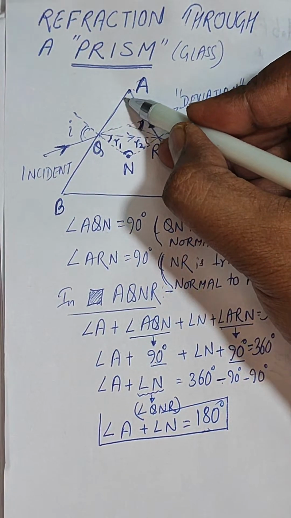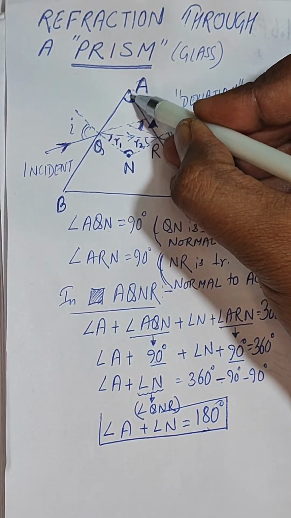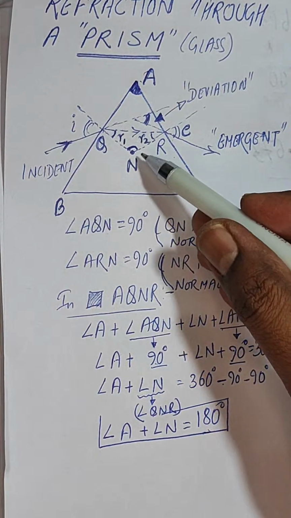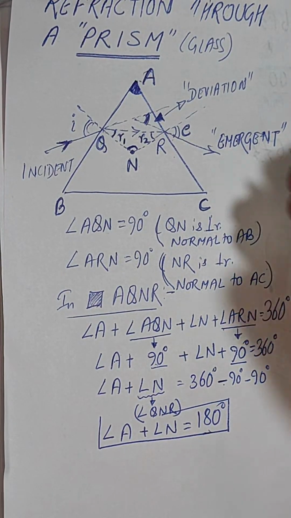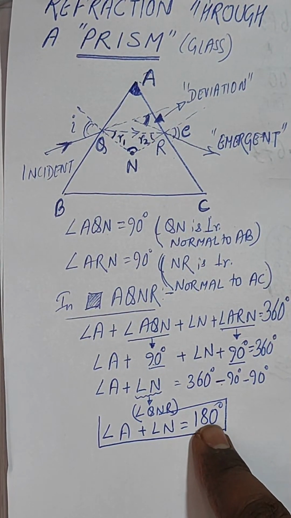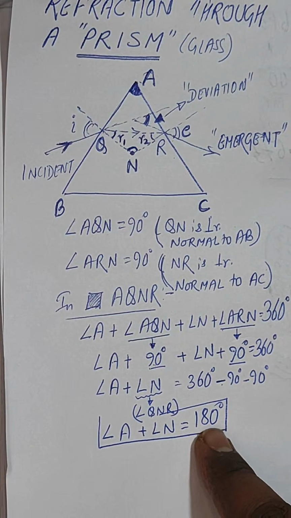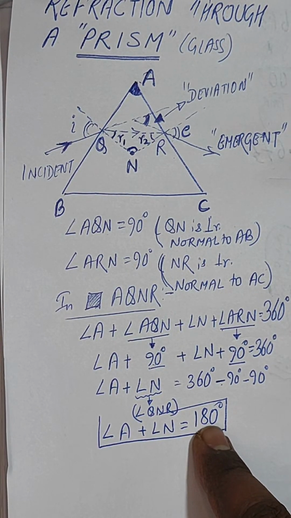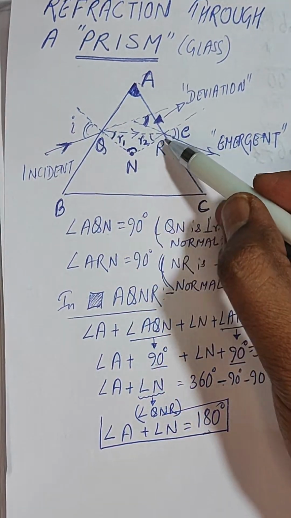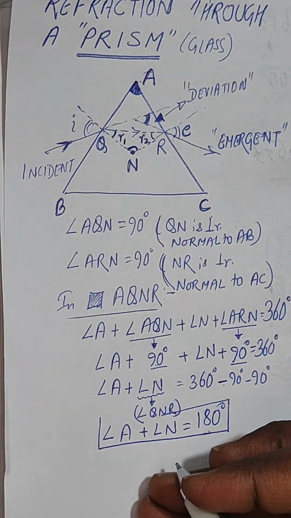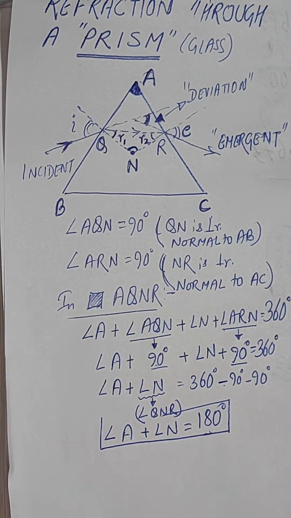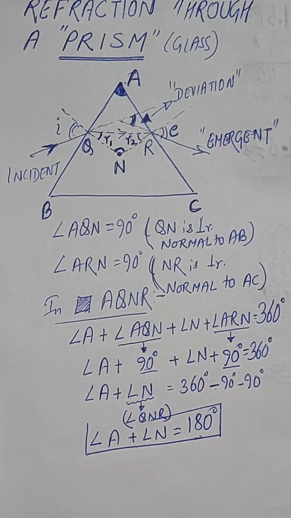Angle A is this angle of the prism, right? And angle N is this angle, right? So we get the value of A plus N as equal to 180 degree. Now, when you compare the equations, if you consider triangle QNR, we can say that in the triangle QNR also, the sum of all the angles will be 180 degree, isn't it? Let me show you.